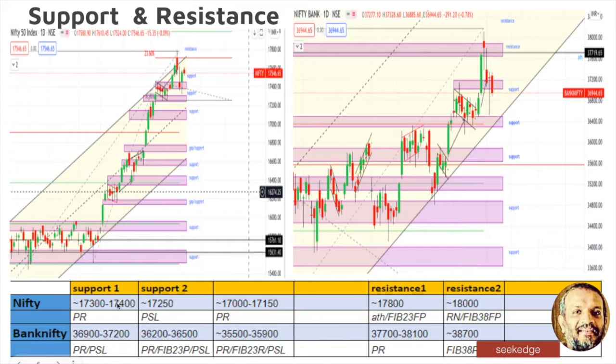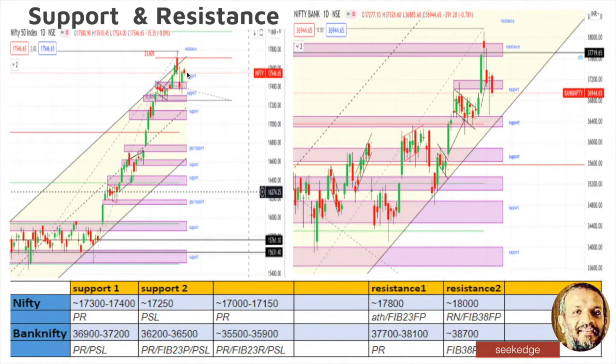It's almost the same. For the Nifty, the first support level is 17,300 to 17,400, and if it slips from there, 17,250, and then if it slips from there, 17,000 to 17,150. And the resistance upside is 17,800, which matches the fib projection, and resistance 2 is 18,000, which is a round number and a 38 fib projection. This is what you see here.